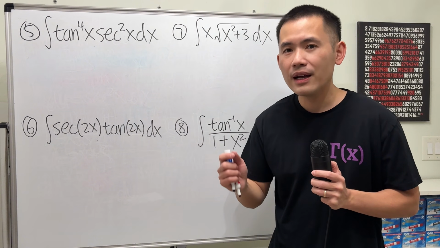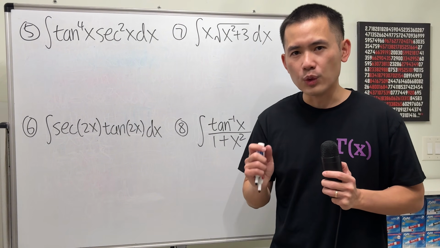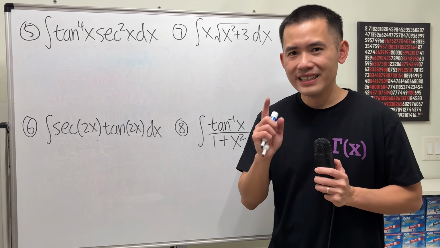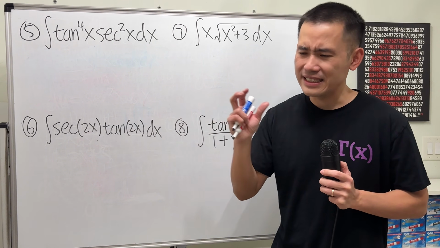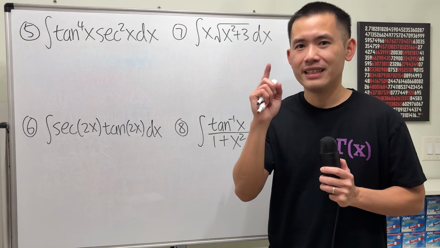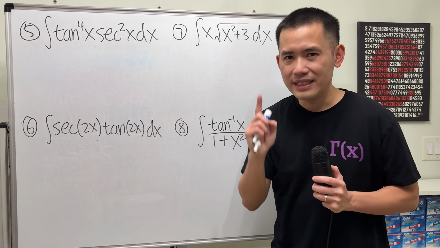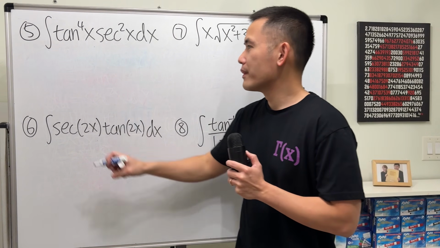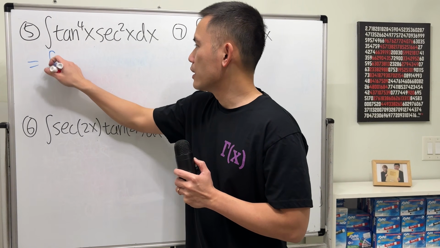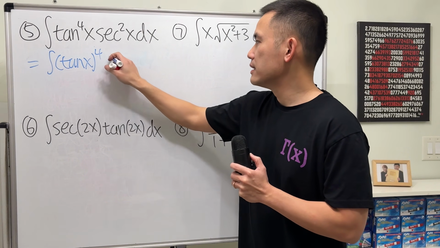Well, this is the time that we have to know our derivatives really well. What is the derivative of secant x? The answer to that is secant x times tangent x. Now what's the derivative of tangent x? Secant squared x. And we have it right here. So tangent x is the way to go. We will look at this as the integral of tangent x to the 4th power, and then this, just keep it.